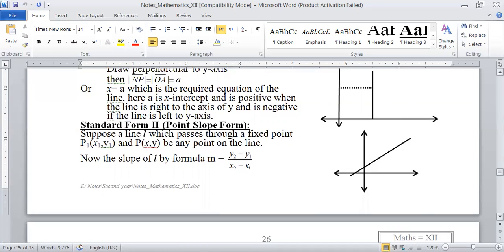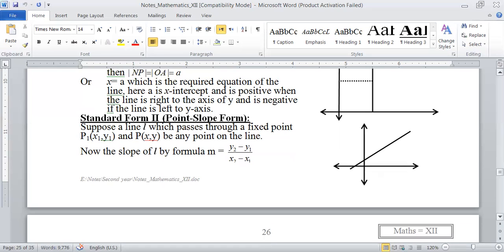Now cadets, standard form 2, that is called point slope form. Suppose a line L which passes through a fixed point P1 of x1 y1 and P of xy be any point on the line L.